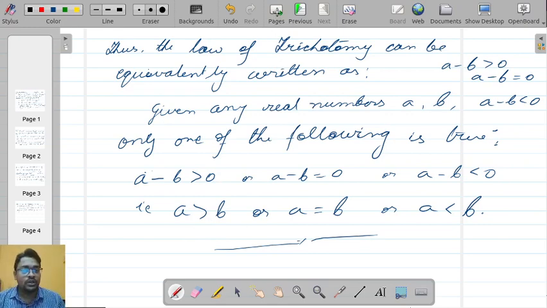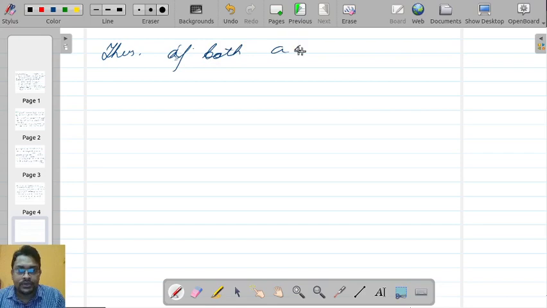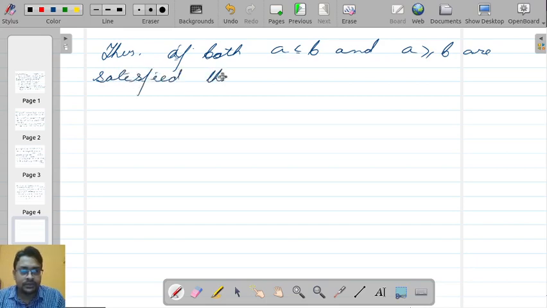Okay, even though these are not very much discussed at school level, I feel this should be discussed. So if we have A less than or equal to B, and if both A less than or equal to B and A greater than or equal to B are true or satisfied, then A should be equal to B.